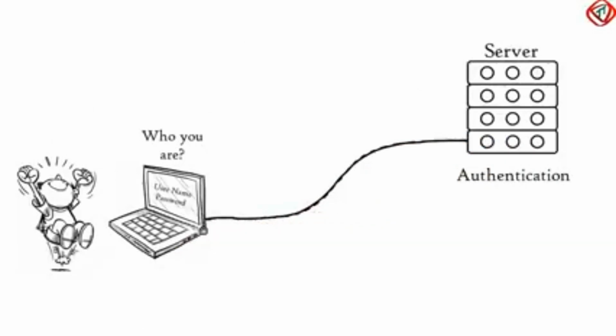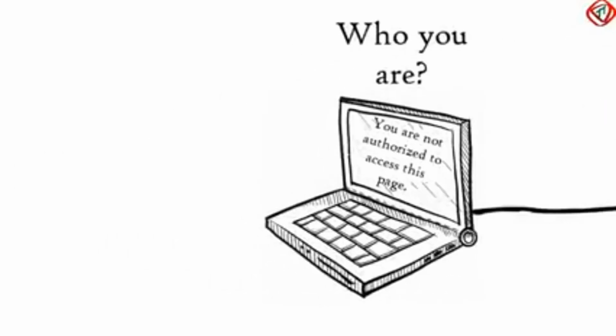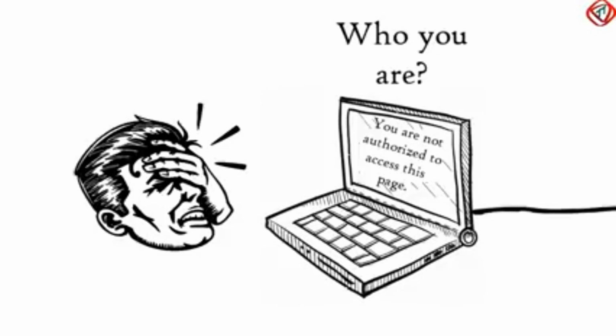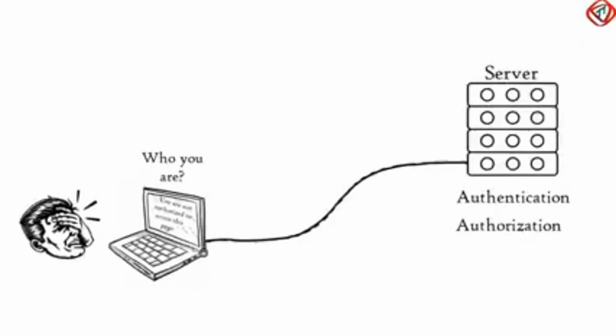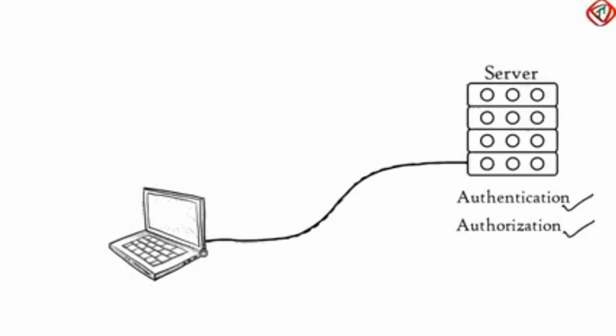After authenticating the user, authorization is checked. Authorization is the process used by the server to determine if you have permission to access a file. If not, you will get a message saying you are not authorized to access this page. Both of these functions, authentication and authorization, are performed by the session layer.